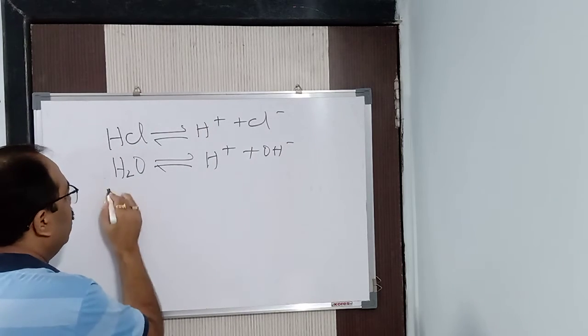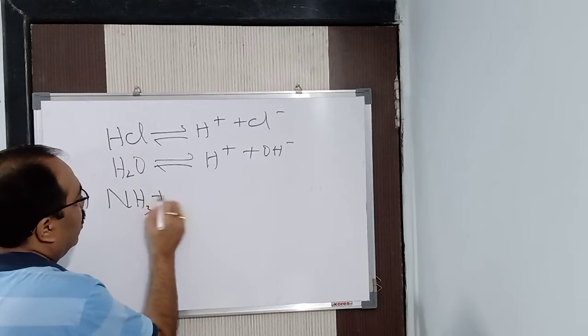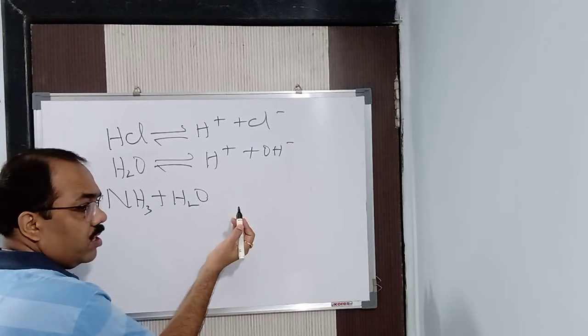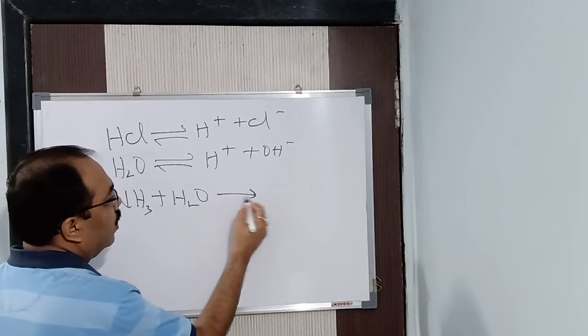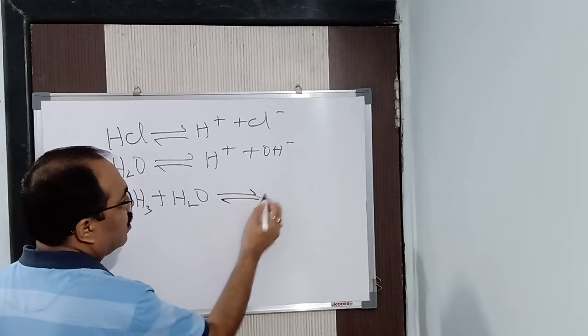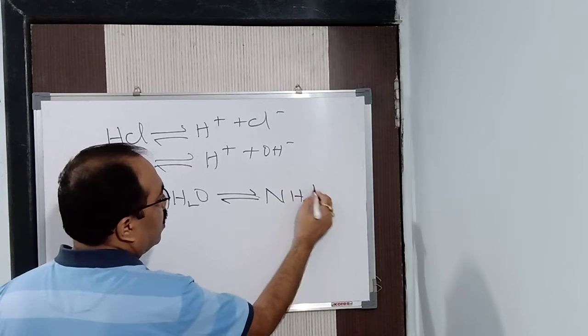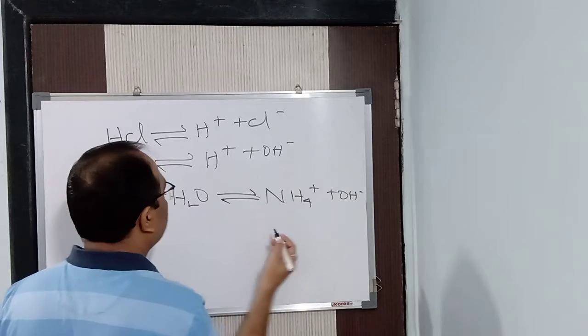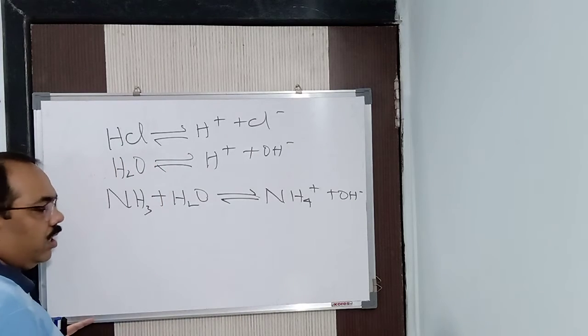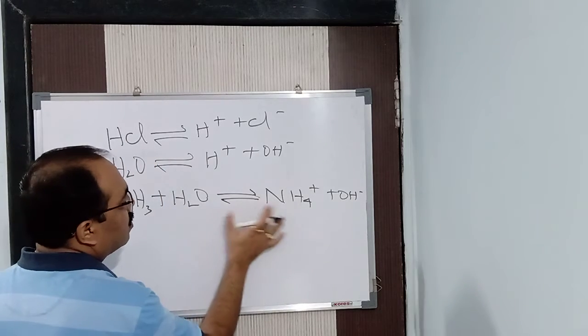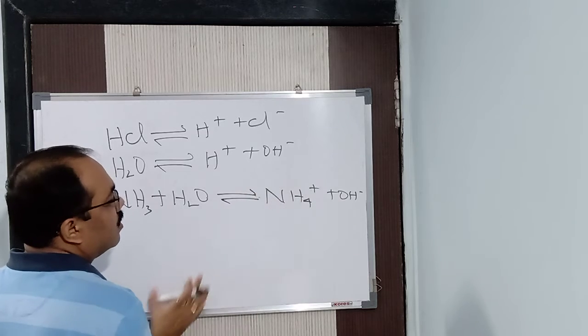Same thing with ammonia also. When ammonia is dissolved in water, I can write it in one step, giving NH4 plus plus OH minus, or you can write it in two steps also. Clear? So in this way it produces ions, and these ions help in the conduction of electricity.